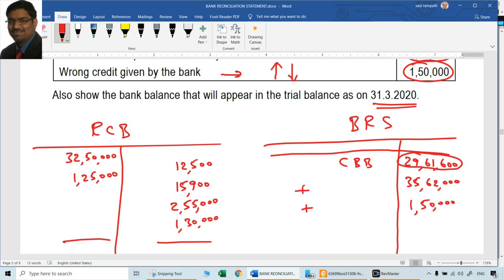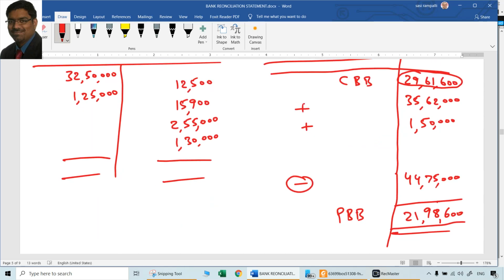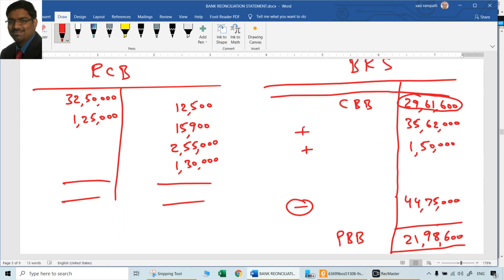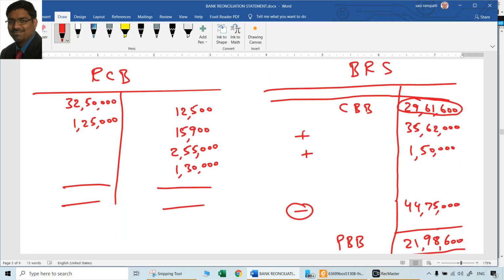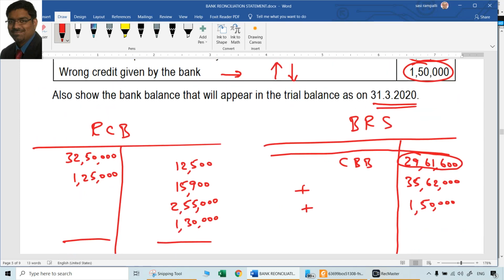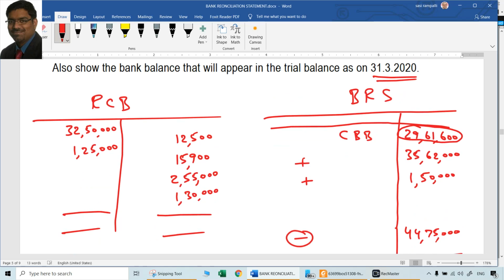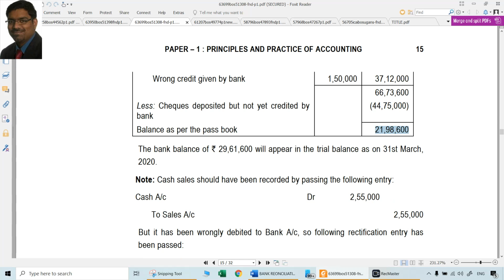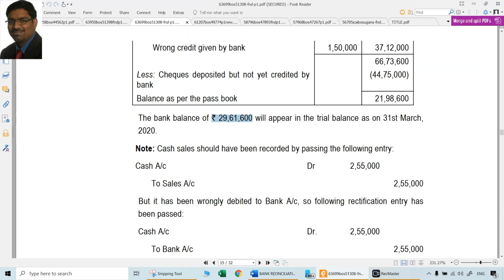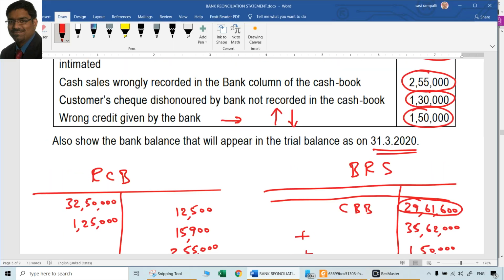It is our books of accounts. Passbook balance will not go to our trial balance. It is bank's balance, so it is not in our books. It is in bank's books. So which will go to trial balance? That will be 29 lakhs 61,600. That will appear in the trial balance in our books of accounts. That's it. That is the other question related to BRS.